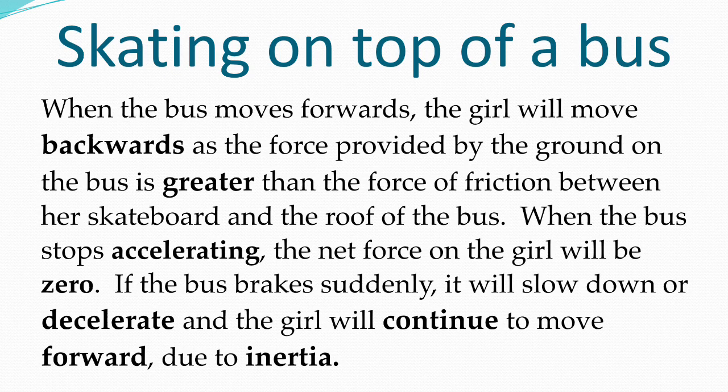And the answer would be, when the bus moves forward, the girl will move backwards. That's relative to the bus. It will seem like she's moving backwards because the bus moves forwards, as the force provided by the ground and the bus is greater than the force of friction between the skateboard and the roof of the bus. When the bus stops accelerating, the net force on the girl will be 0. If the bus brakes suddenly, it will slow down or decelerate, and the girl will continue to move forward due to inertia.